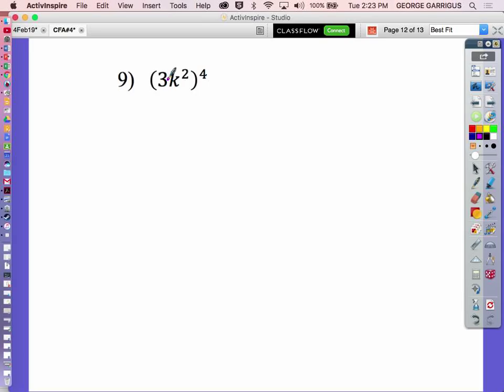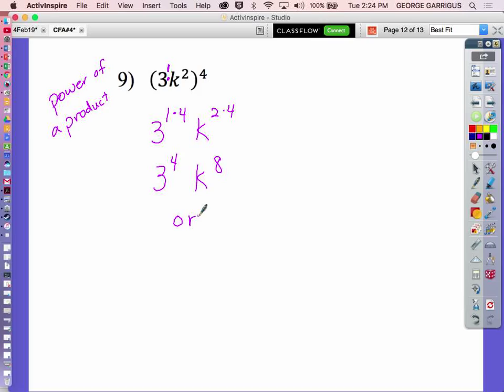Don't forget, this is power of a product. Two numbers are multiplying, so this is 3 to the 1st. We're going to take the 3, 1 times 4, k, 2 times 4. Power to a power, you multiply. So that's 3 to the 4th, k to the 8. 2 times 4 is 8. This was okay, or you could have multiplied 3 times 3 times 3 times 3 is 81, k to the 8. Either answer for number 9.